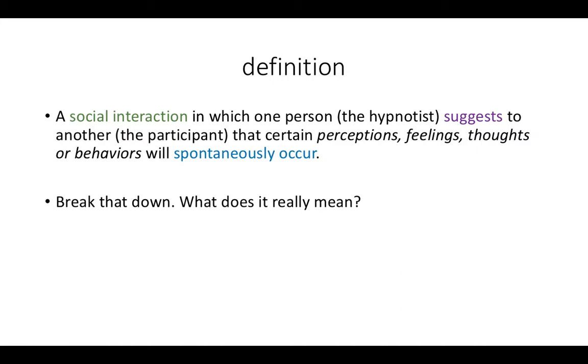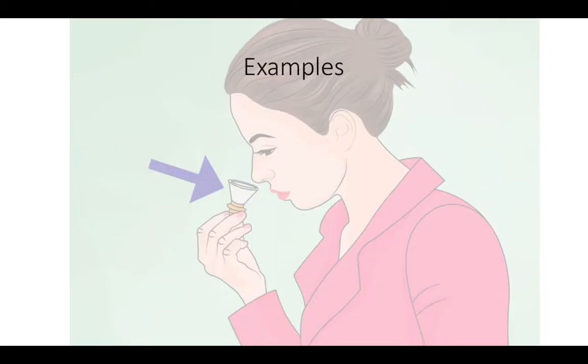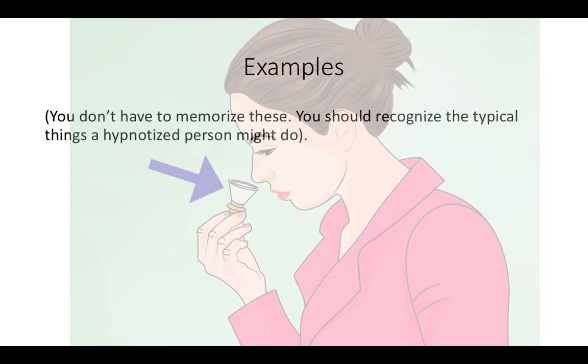And I didn't write it down on the slide, but this idea that we have an open-mindedness or a suggestibility about the reality we perceive is the basic idea. Here are some examples. You don't have to memorize these. You should just have a sense that these are typical things a hypnotized person might do. I might put a different type of example on the test that's similar, though.